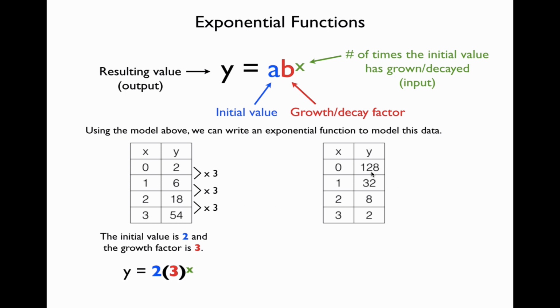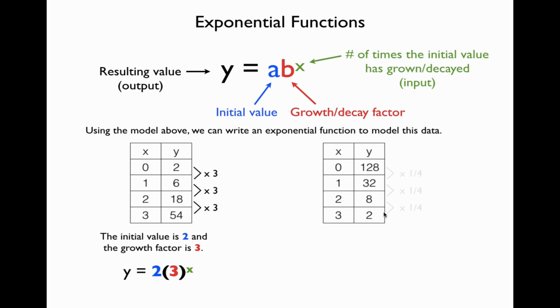Let's take a look at the next one. Here our initial value is 128. Now it seems like we're getting smaller here. So can we be multiplying? We must be dividing, right? Well, as we went over in the beginning of the year, we can think of every division problem as a multiplication problem. So it would seem like we're repeatedly dividing by 4, and we are, but exponential functions represent repeated multiplication. So what is the multiplicative equivalent to division by 4?